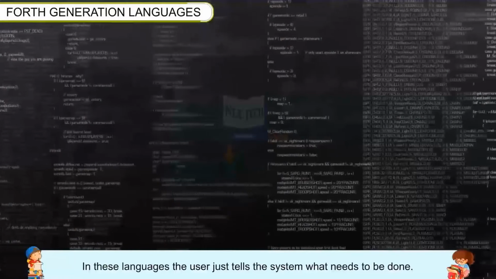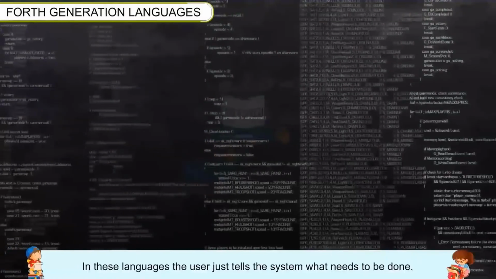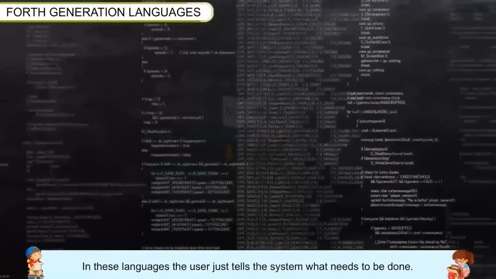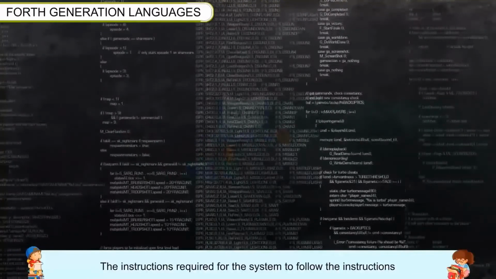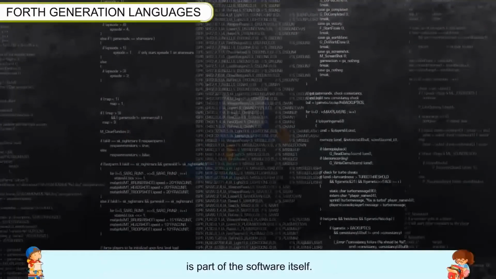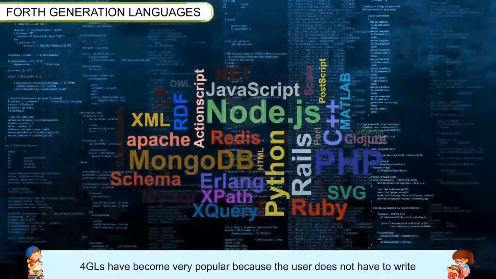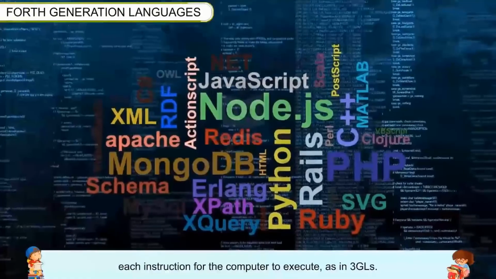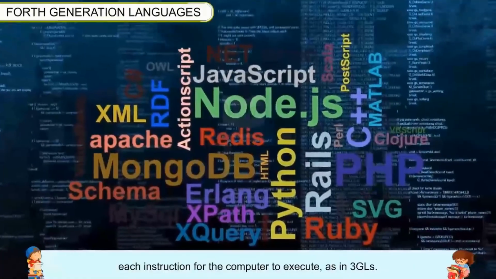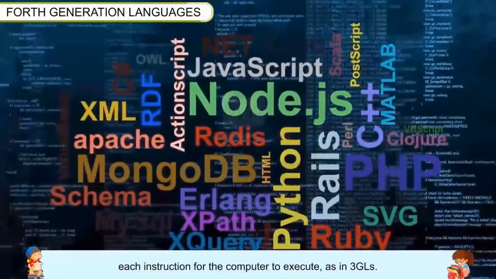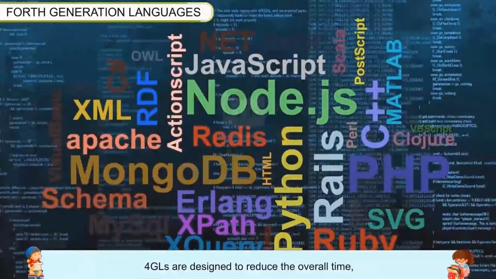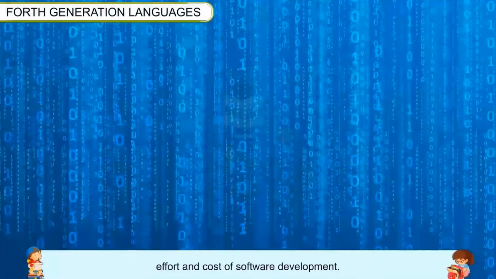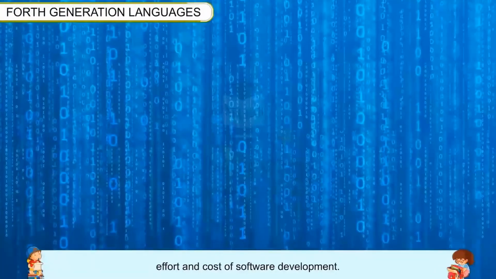In these languages, the user just tells the system what needs to be done. The instructions required for the system to follow are part of the software itself. 4GLs have become very popular because the user does not have to write each instruction for the computer to execute, as in 3GLs. 4GLs are designed to reduce the overall time, effort, and cost of software development.